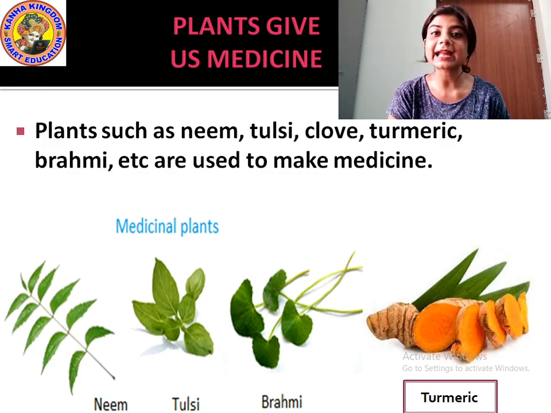Plants like neem, tulsi, clove, turmeric, brahmi, etc. All these plants are used to make different kinds of medicines. They have the medicinal effect. Understood? So plants also give us what? It also gives us medicines. Understood?